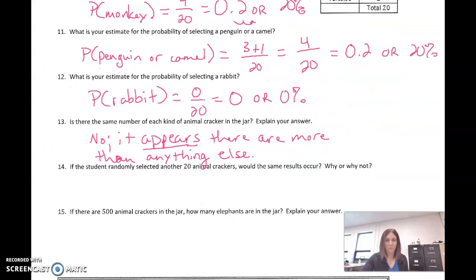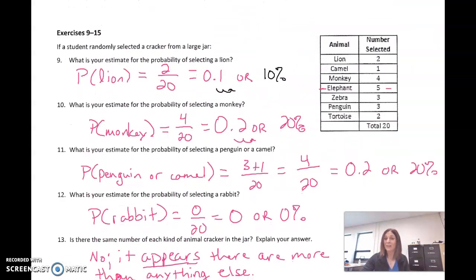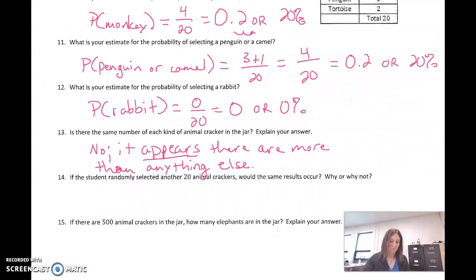So if the student selected another 20 animal crackers, would we get the same amount? Well, if you think of our probability words, it's kind of unlikely, but it is possible. It is possible to grab the exact same amount. Probably not, right? But it's possible.